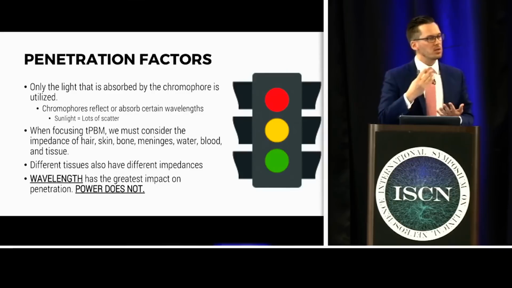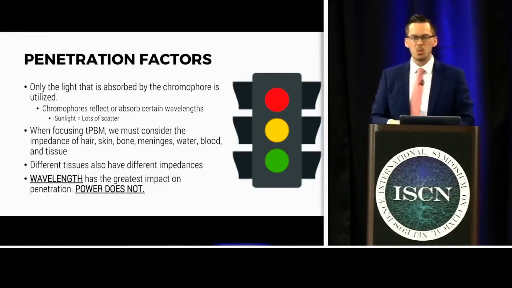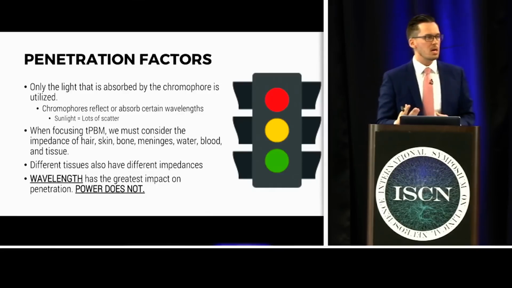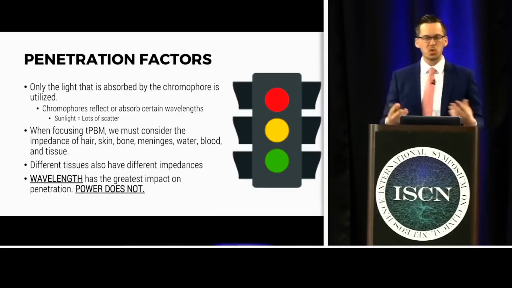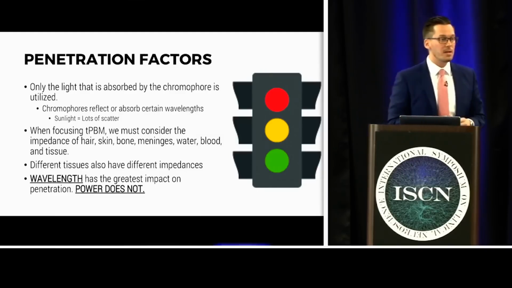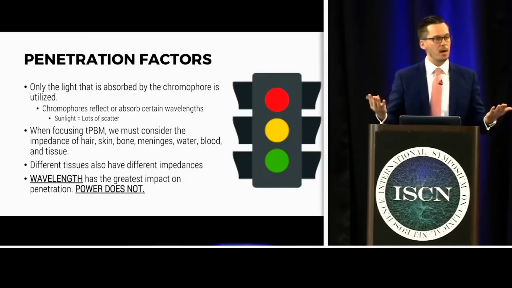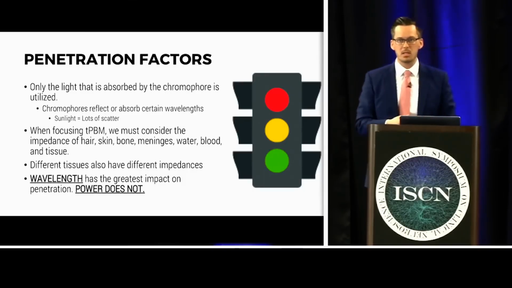When focusing on transcranial photobiomodulation, we also have to consider impedance by hair, by skin, and by different colors of skin. Darker skin doesn't transmit light as well as lighter skin. We have to consider the lack of transmission through bone, meninges, blood, and tissue. Different tissues also have different impedances. As a matter of fact, gray matter versus white matter have totally different impedances for this photic energy.